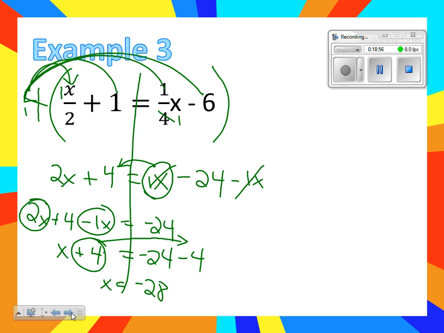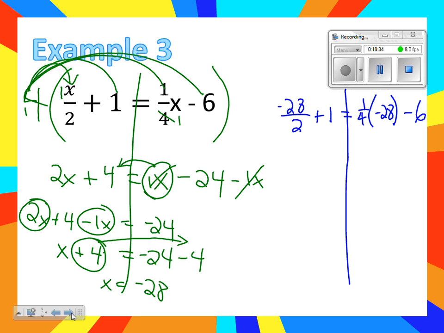Here's my question to you. How many are interested in how to do the check on this? I got 2 variables. You do realize these are different because yesterday I only had 1 variable. Today I got 2, and not only do I have 2, I got 1 on the left side and 1 on the right side. So I got to figure out what to do with them. The question is, where do I plug the negative 28 in? For both of them, right? So I'm going to put negative 28 over 2 here, plus 1, equals 1/4 times negative 28 minus 6.